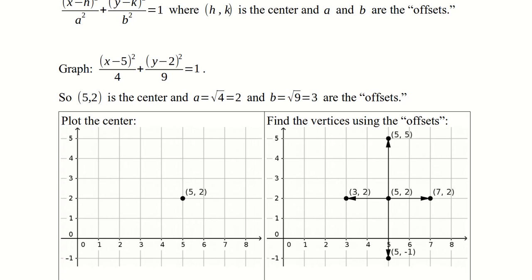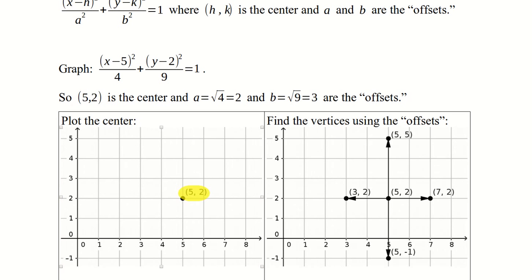Now we're interested in those offsets. The horizontal offset is a, that's the square root of 4, or 2. The vertical offset is b, that's the square root of 9, or 3. So let's now plot this. We know that the center is 5, 2, and we know that in exactly the same way that we found that for circles. And we derived that from the Pythagorean theorem. So we plot our center.